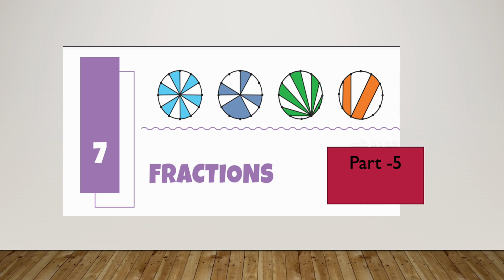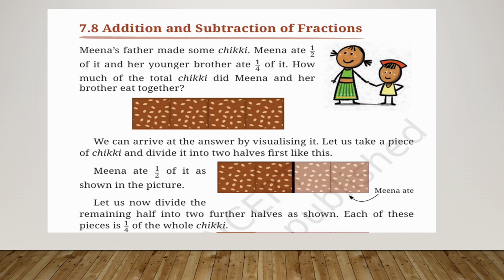Today we will see NCERT Class 6 Maths Chapter 7 Fractions Part 5. Addition and subtraction of fractions. Meena's father made some chicky. Meena ate half of it and her younger brother ate 1 by 4 of it. How much of the total chicky did Meena and her brother eat together?